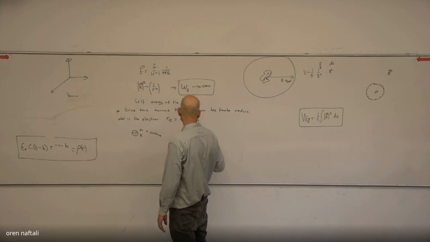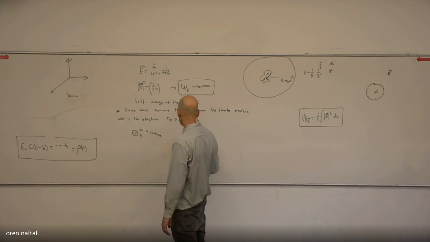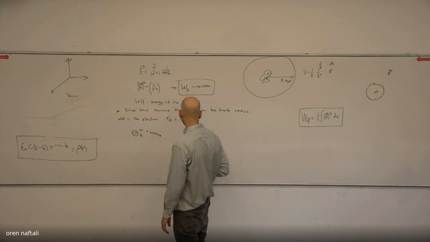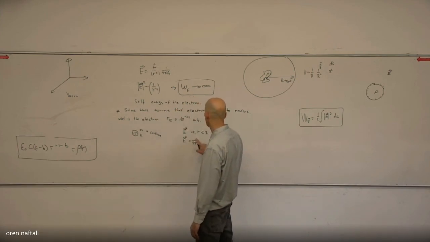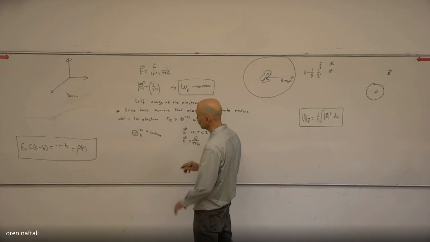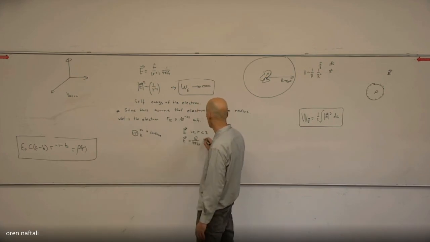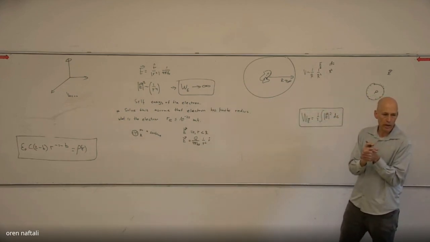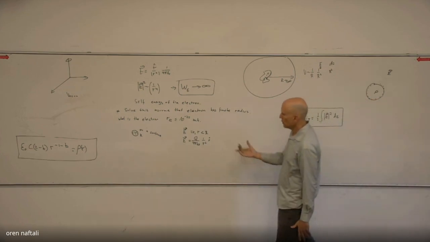inside, and what is it outside? It's also well known: it's Q over 4 pi epsilon 0 r squared, in direction r, where Q is the total charge of the electron, or whatever that is. So outside this sphere, it's like a point charge. You don't care about anything else.